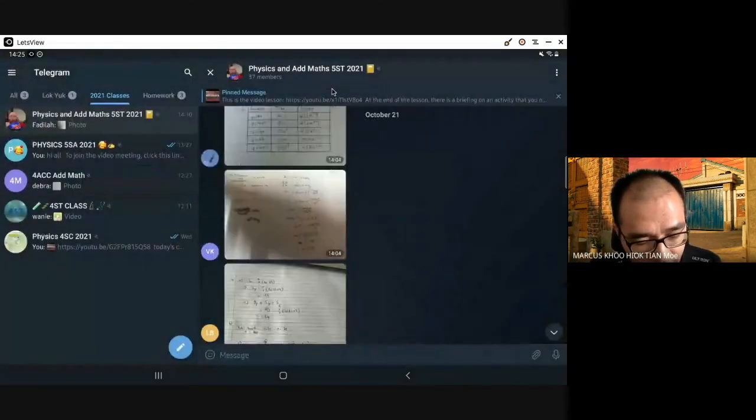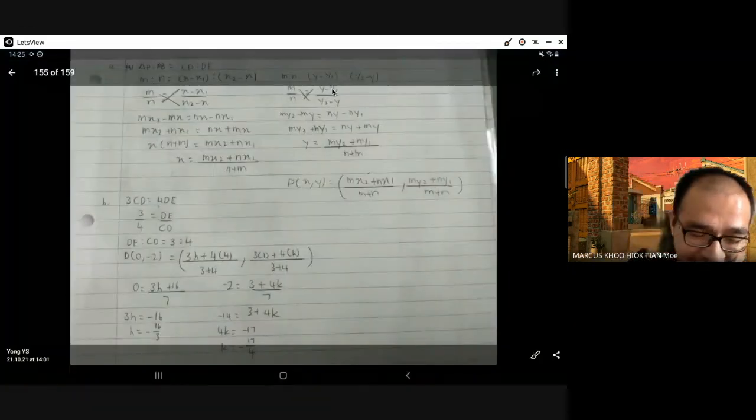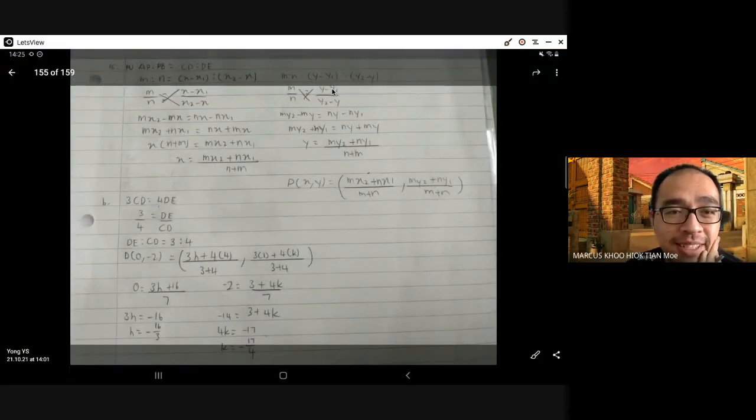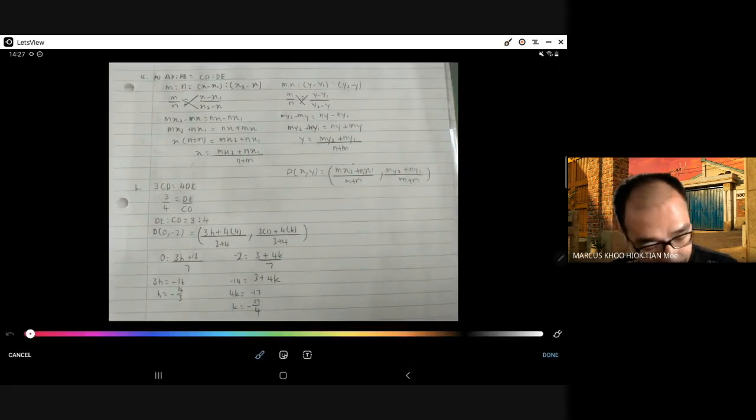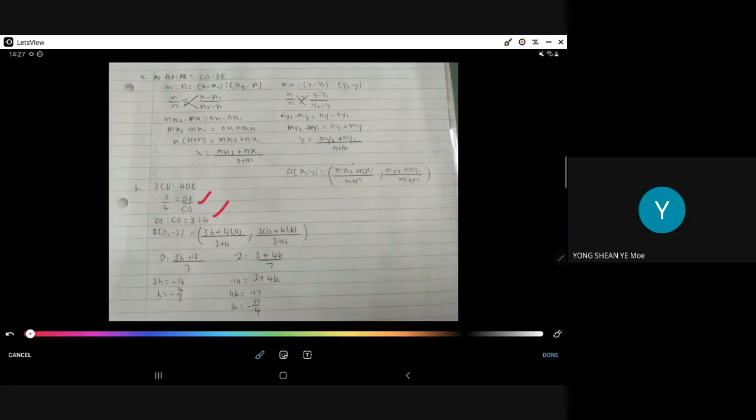This is the question of the day. Okay, can I have group number 5, please? Okay. So 3CD is equal to 4DE, so you can find the ratio by putting all the numbers on the left-hand side, and the right-hand side is DE over CD. And then you use the formula to get. All right. Since it gives you D already, you just use the formula to get H and K. Okay. All right.